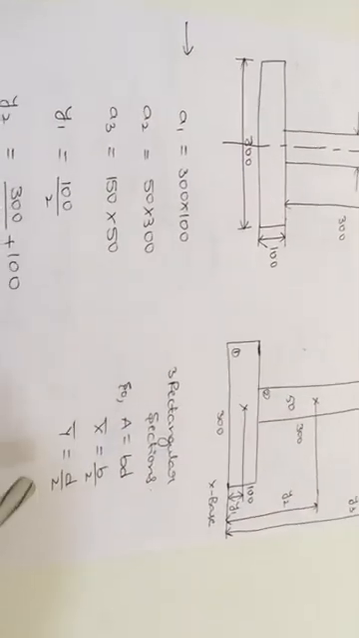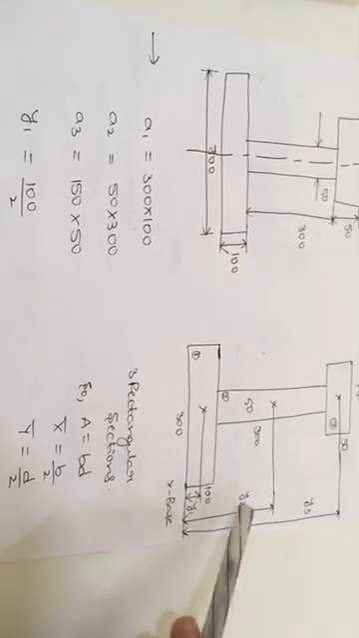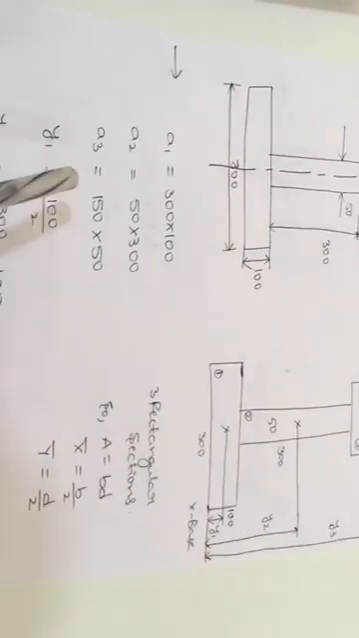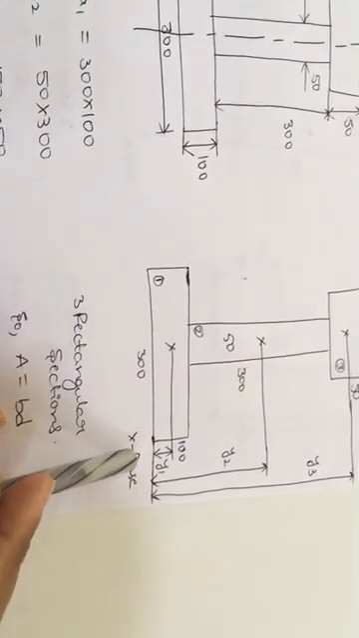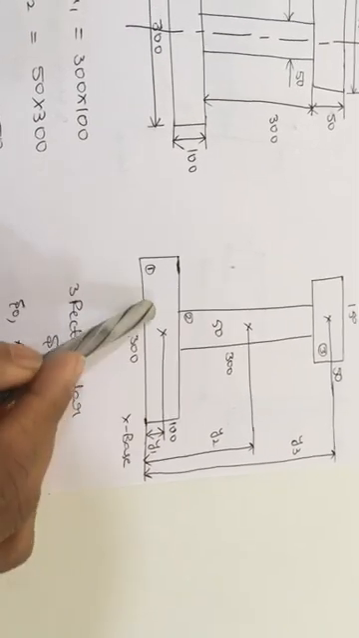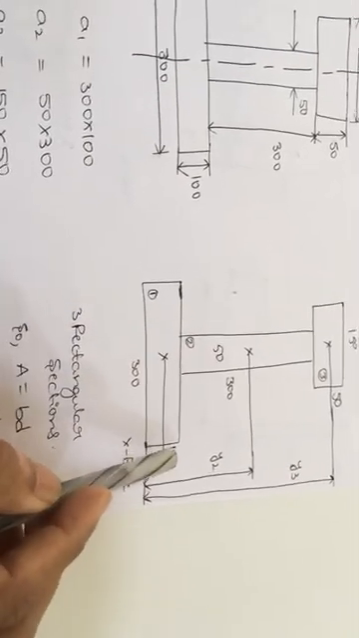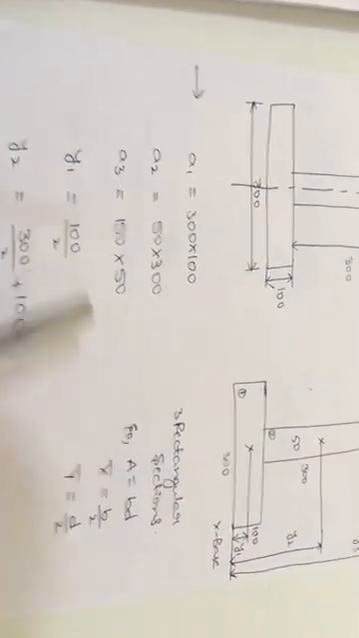Next, y bar formula is nothing but d by 2. D is nothing but depth of that particular section. So y1 is from here to up to the base. So what is the formula? D by 2. Here depth value for the first section is 100. So exactly 100 by 2.